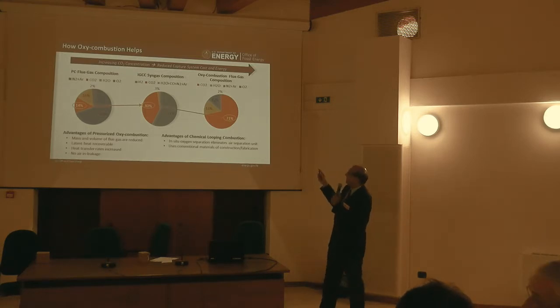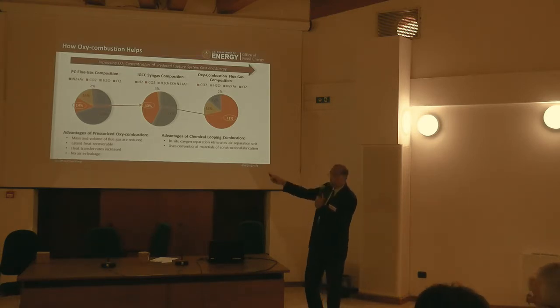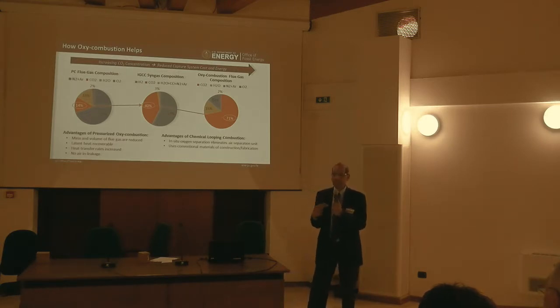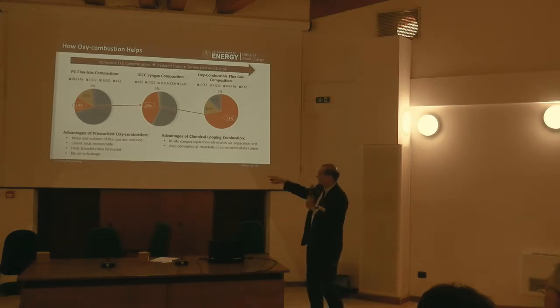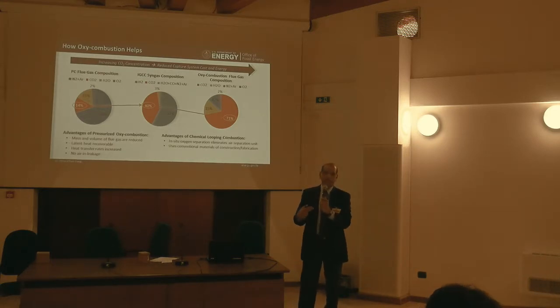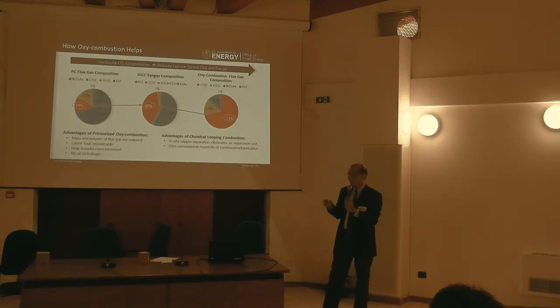So one way of doing oxycombustion is with pressurized oxy and with chemical looping. In pressurized oxy, oxycombustion by nature is very exothermic. When you burn it at very high temperatures, you'll find that the mass volume is reduced, but the water picks up a lot of heat. So you can recover the latent heat, and then heat transfer rates are improved because of that.